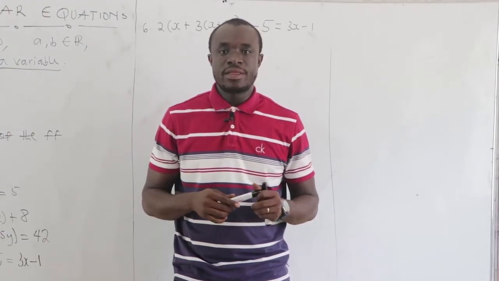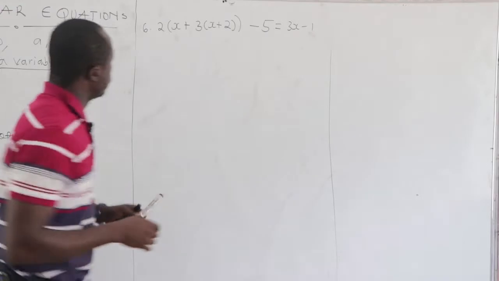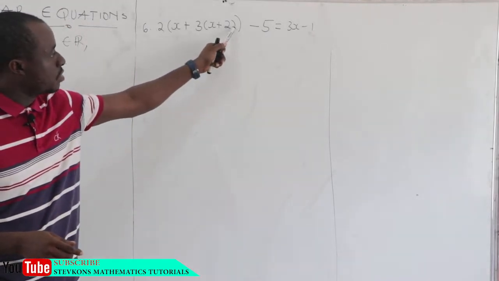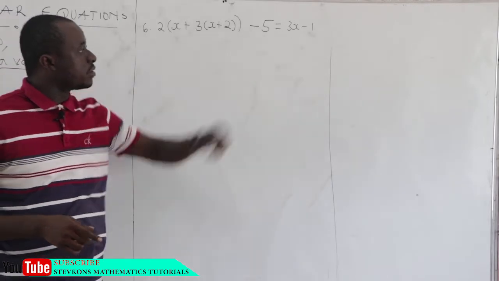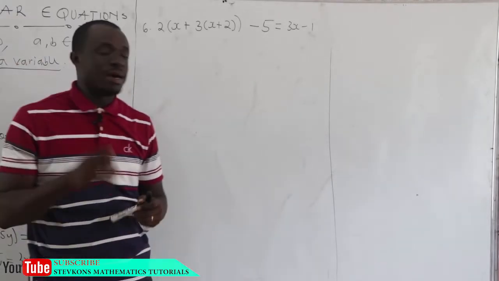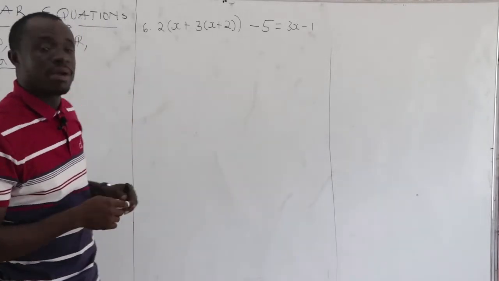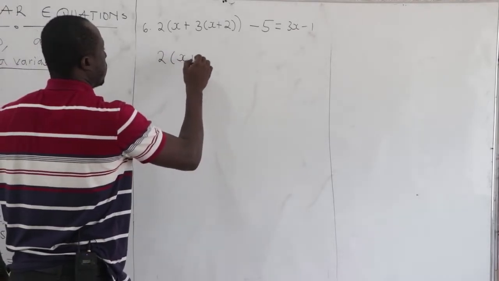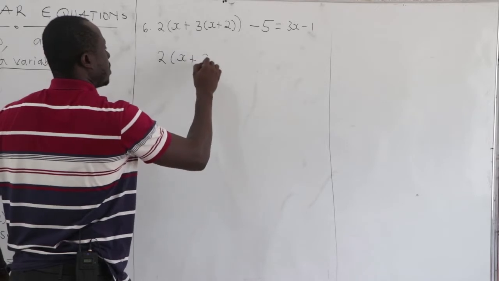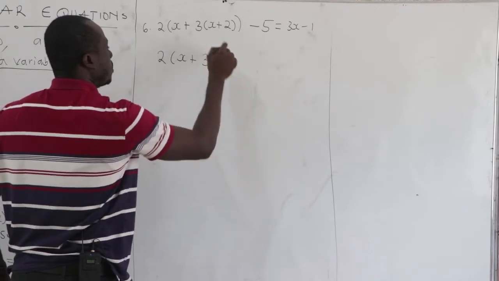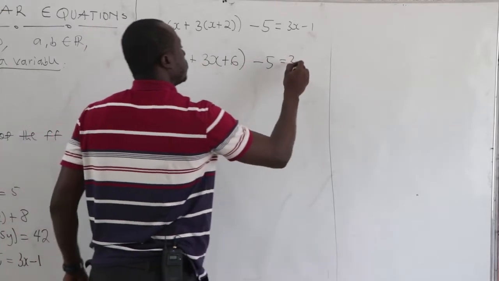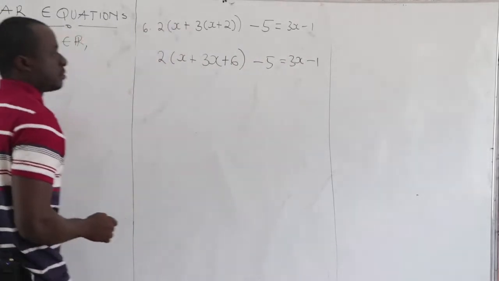Now let's consider the second one. We have 2 into bracket x plus 3 into bracket x plus 2 close bracket, minus 5 equal to 3x minus 1. We shouldn't forget the bracket rule. So first, let's deal with the bracket. In this case, we have 2x plus 3 times x, that's 3x, 3 times 2, that is 6, minus 5 equal to 3x minus 1.